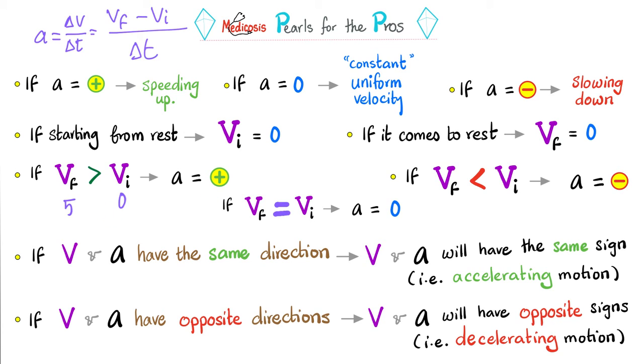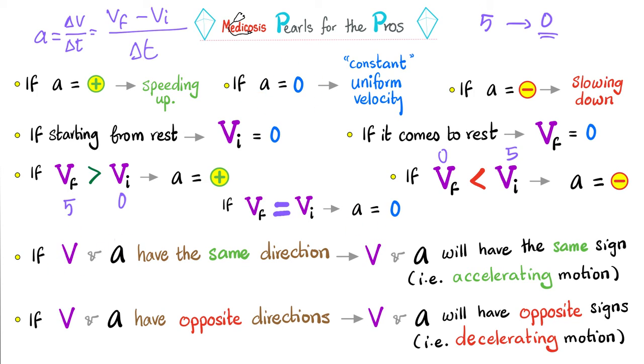But let's say that I'm slowing down from 5 meters per second to 0 meters per second. What is the final velocity? 0. What's the initial? 5. Final velocity is less than the initial velocity, which means that I am slowing down. So acceleration will have a negative sign. But what if the initial velocity equals the final velocity? Then I'm neither accelerating nor decelerating, and the A will equal 0. Acceleration is nil.